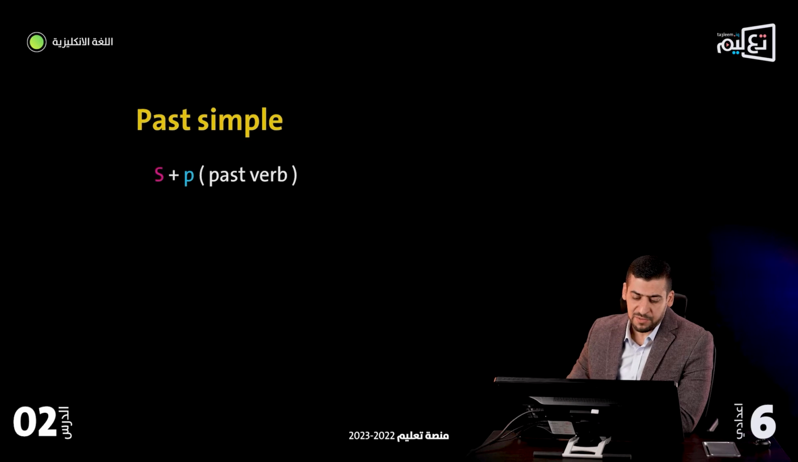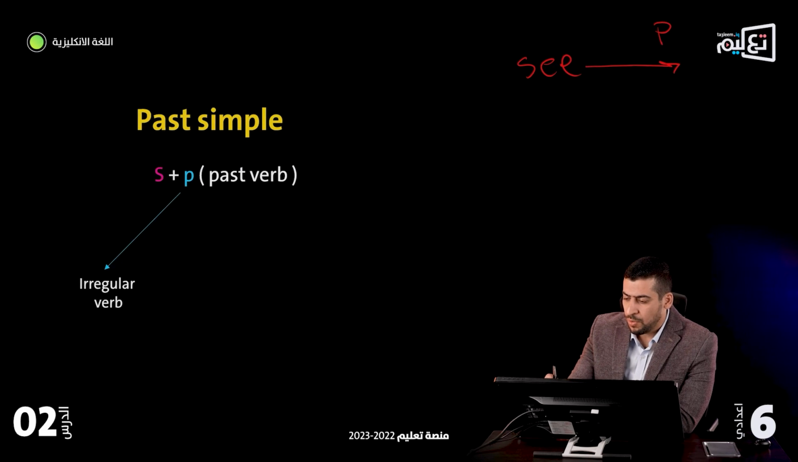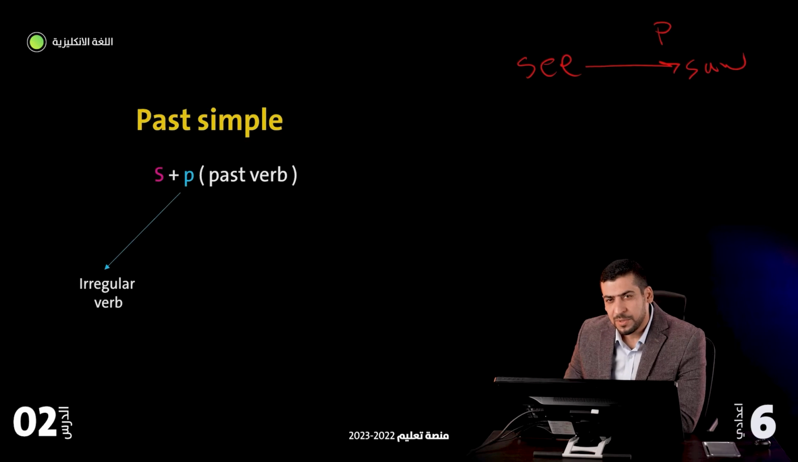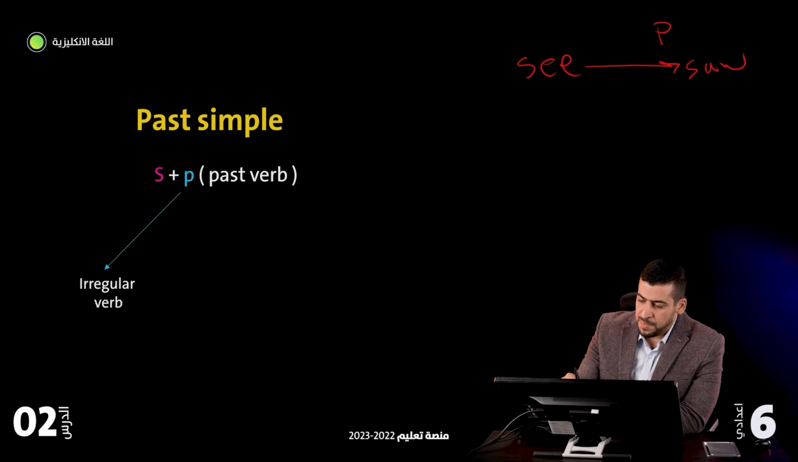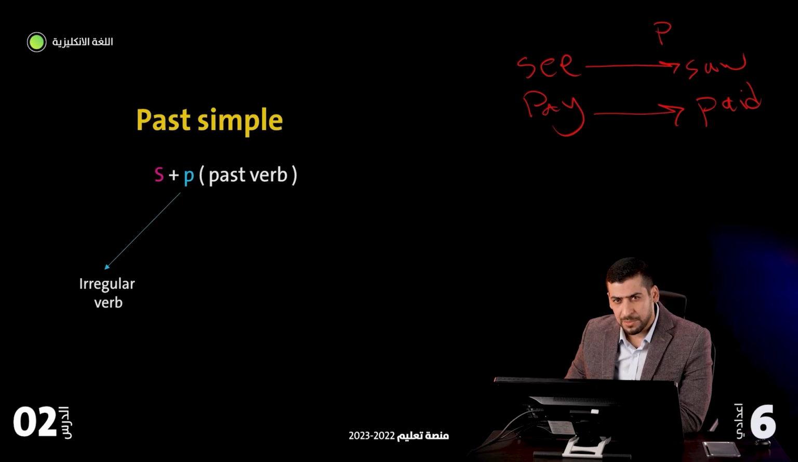First, you can have it from irregular verbs. Like if you have the verb see and you want to change it into the past form, that's going to be saw. As you can see now, the verb completely changed into a different word. Pay, if you want to change it to the past form, it's going to be paid. That kind of verbs we call irregular verbs. It changes completely when it is transformed into the past form. تتغير بشكل كبير عندما تتحول إلى الماضي البسيط.